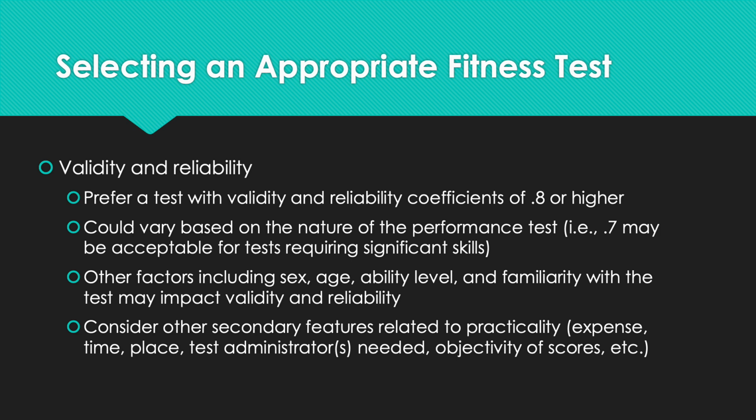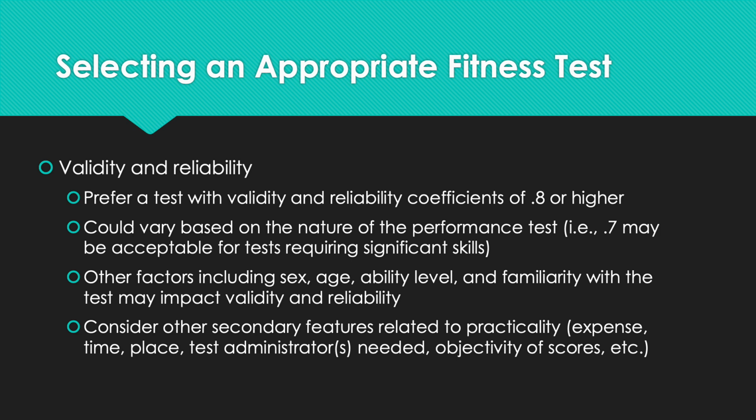When we're thinking about validity and reliability, we prefer a test with a validity and reliability coefficient of 0.8 or higher, and that could vary based on the nature of the performance test, such as 0.7 may be acceptable for tests requiring significant skills. One test that requires significant skills is the hexagon circuit test. That requires a lot of significant skill with the jumping and making sure you're facing the right direction the whole time.